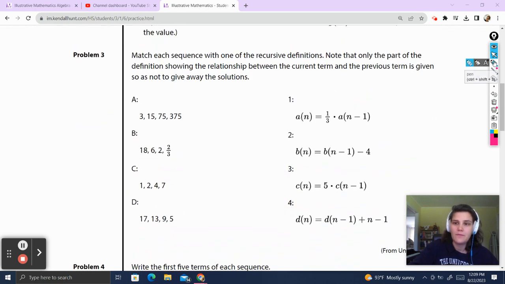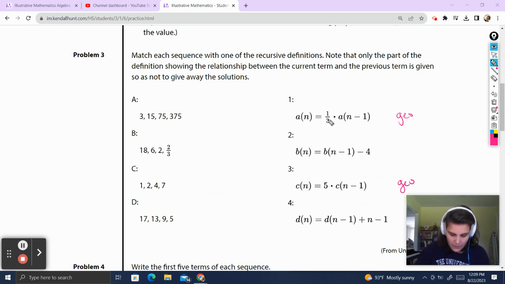Problem 3. Match each sequence with one of the recursive definitions. Note that only part of the definition showing the relationship between the current term and the previous term is given, so as to not give away the solutions. So let's go ahead and look at this. I'm going to quickly note that this is geo and this is geo. This is because they are multiplied. I see that we have the previous term is multiplied by 1/3, the previous term is multiplied by 5.